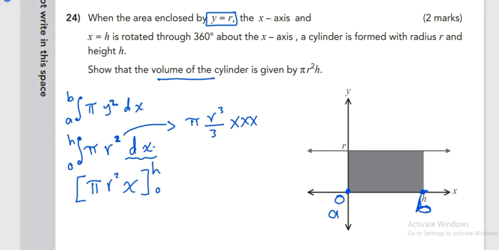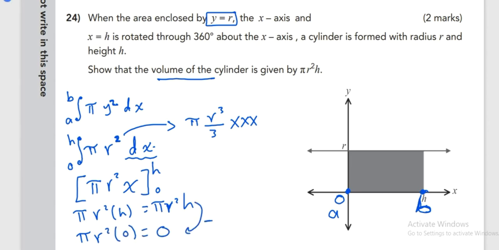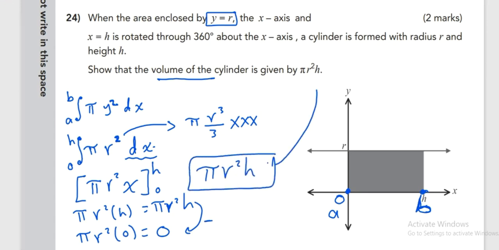We'll substitute by h and substitute by 0, then subtract. So it will be pi r power 2 h. The other one, pi r power 2 multiply 0, it will be 0. If we subtract, it will be pi r power 2 h, and it's the same expression.